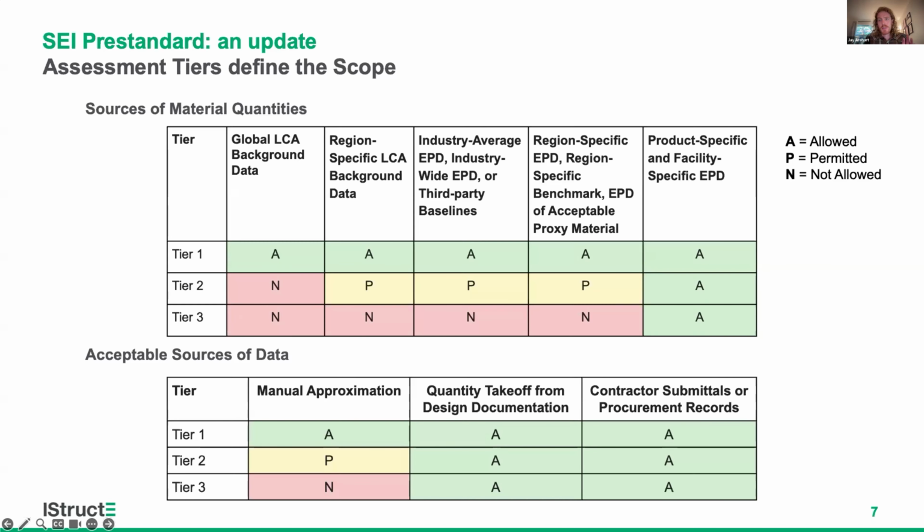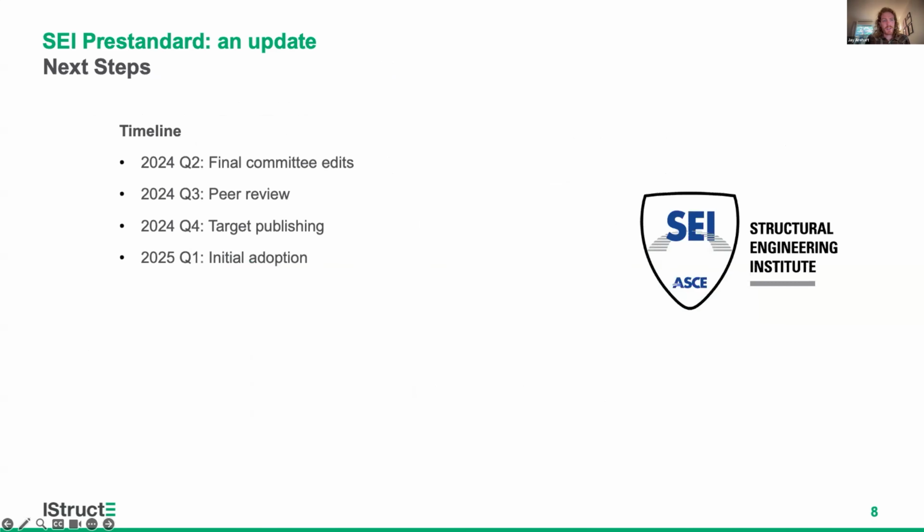So just a little glimpse for the sake of time. Can't go too much into details there. So this document currently is finalizing committee edits, and so it'll be wrapped up at the end of the month here. And from there, it'll go out for a peer review during Q3 of this year, within the target publishing by the end of the calendar year. We hope then that this will then have initial adoption early in 2025.